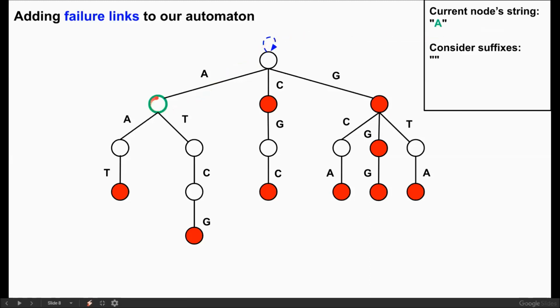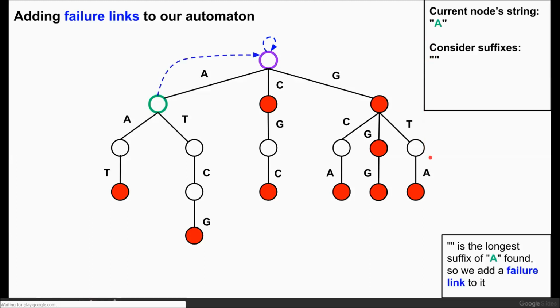Next, let's assess this node. So this node represents the string A, and we're going to consider all of its suffixes except for itself, and we're going to draw a failure link from this node to the longest suffix that exists in the automaton. So if we look over here, it turns out that the only suffix to consider for the string A is the empty string, right? Because we don't consider A, so the empty string is the only thing left. So that means that our failure link goes from the node back to the root, because the root represents the empty string.